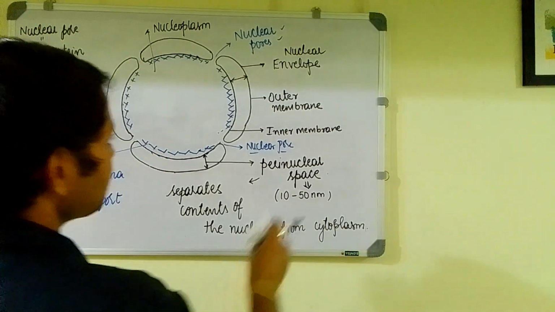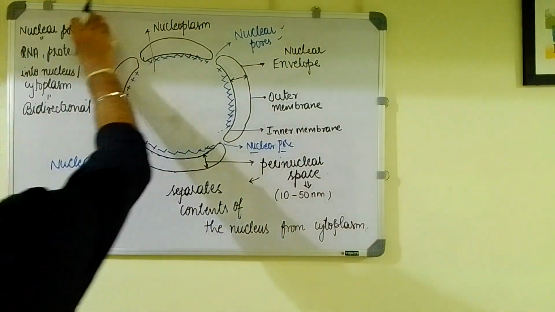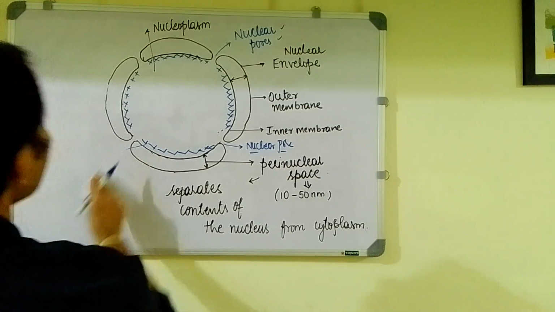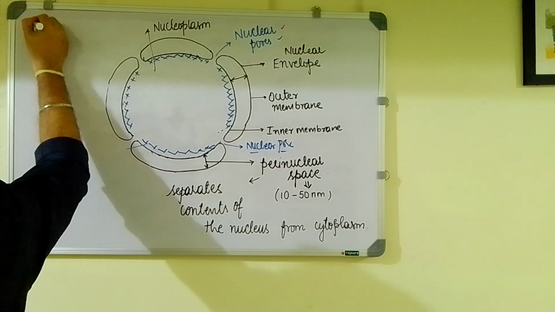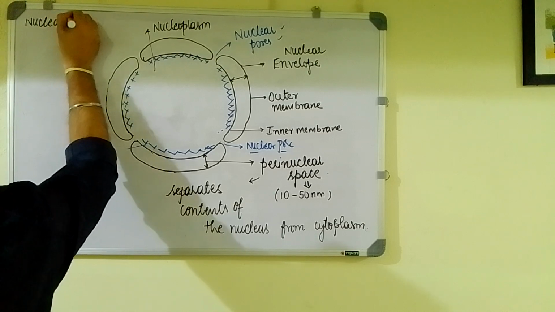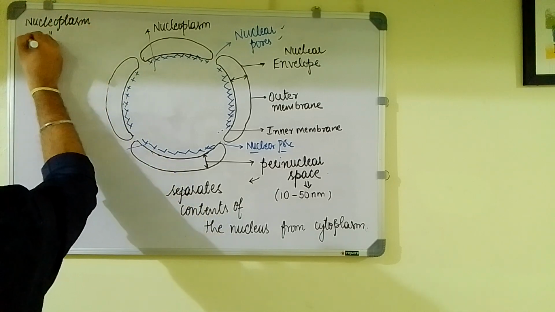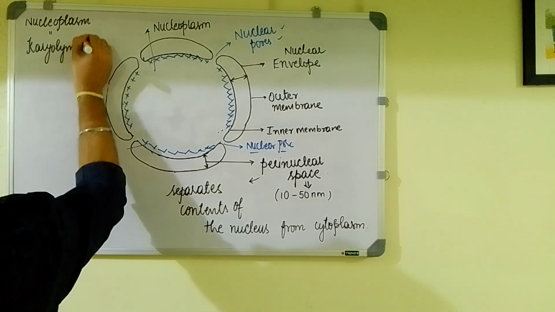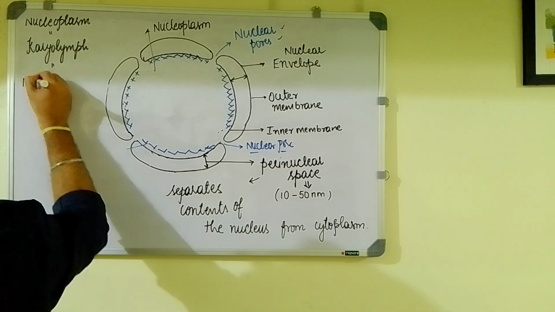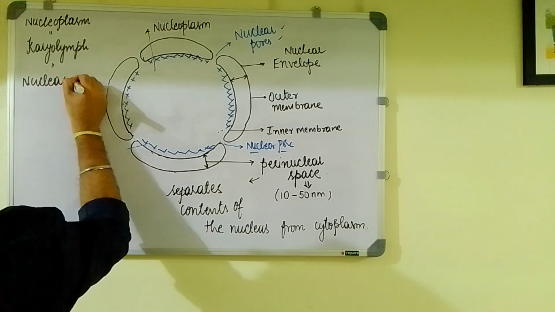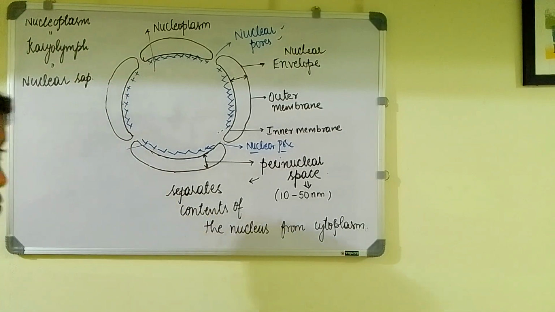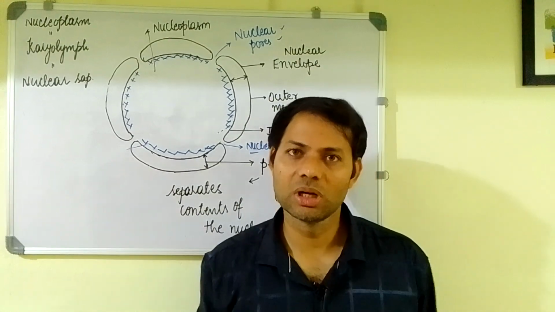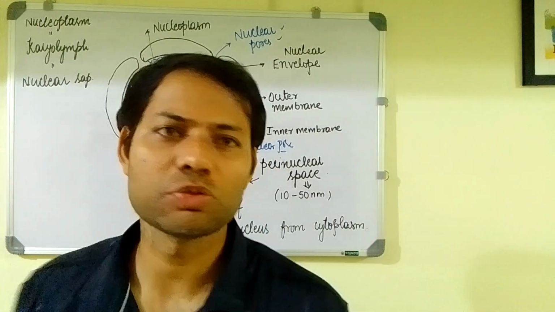I am erasing the board so that I can make some space to write some sentences here. So, nucleoplasm is also called karyolymph, or it is also called nuclear sap.